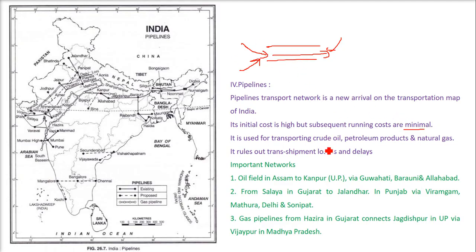So it is used for transporting crude oil, petroleum products and natural gas. And one more thing: whenever we have, say, a train, the content goes from the train to a truck, and then to the final destination. So there are always transshipment losses and delays. In pipelines, we don't encounter any such losses and delays, or only very minimal ones.